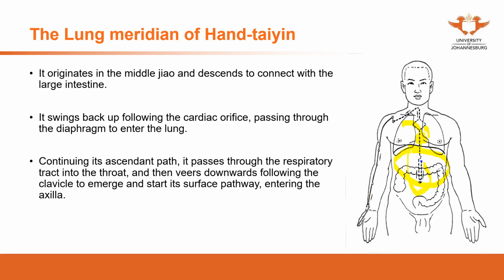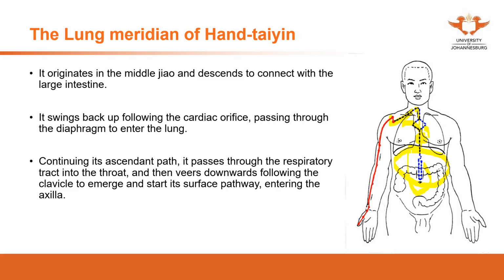Continuing its ascending path, it passes through the respiratory tract into the throat. So it keeps going up to the throat, and then veers down, following the clavicle, and emerges to start its surface pathway, entering the axilla. It goes from internal to superficial.